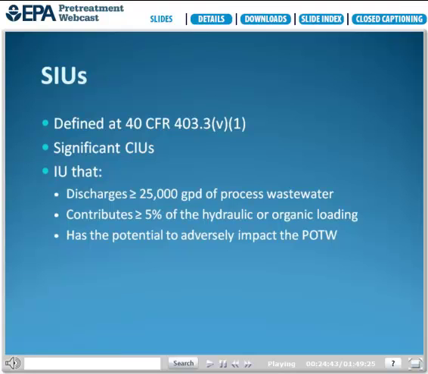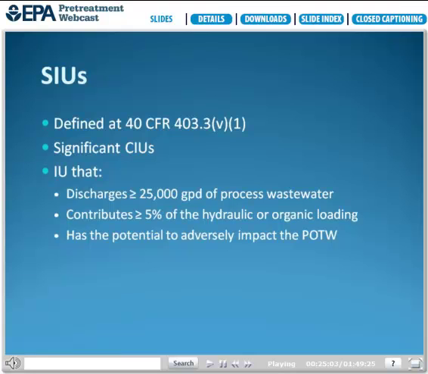Next, we have industries that discharge greater than or equal to 25,000 gallons per day of processed wastewater, contribute 5 or more percent of the hydraulic or organic loading of the POTW, or have the potential to adversely impact the POTW.